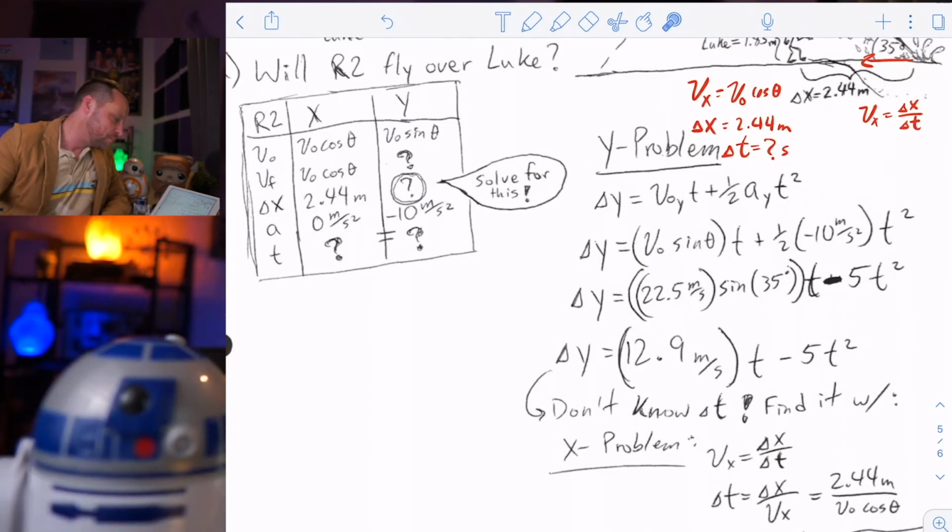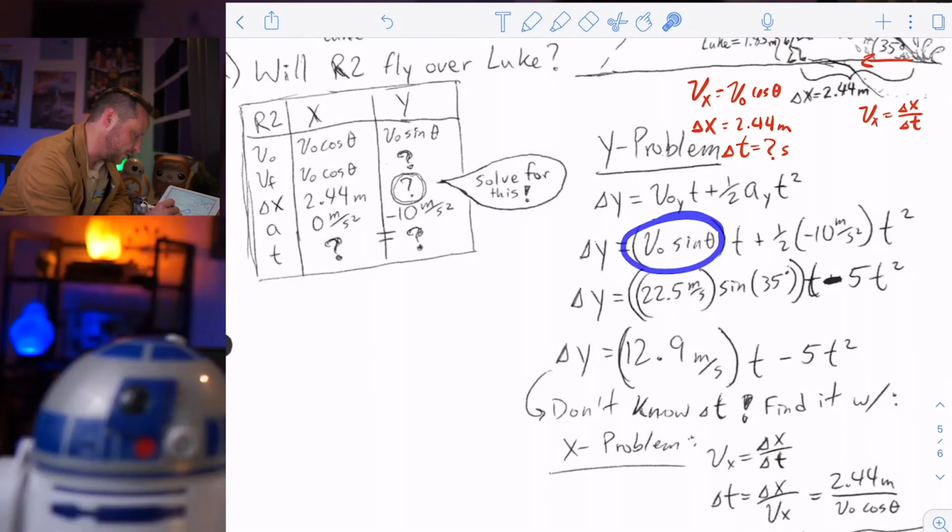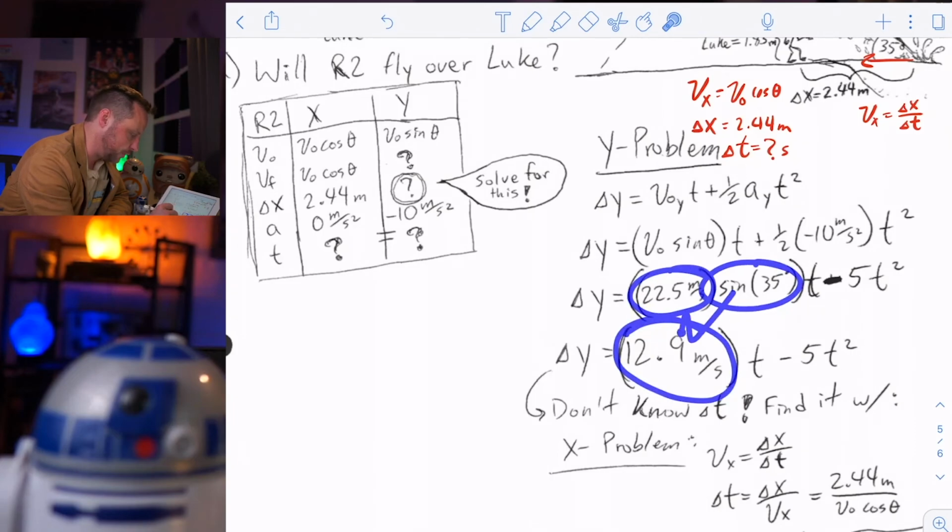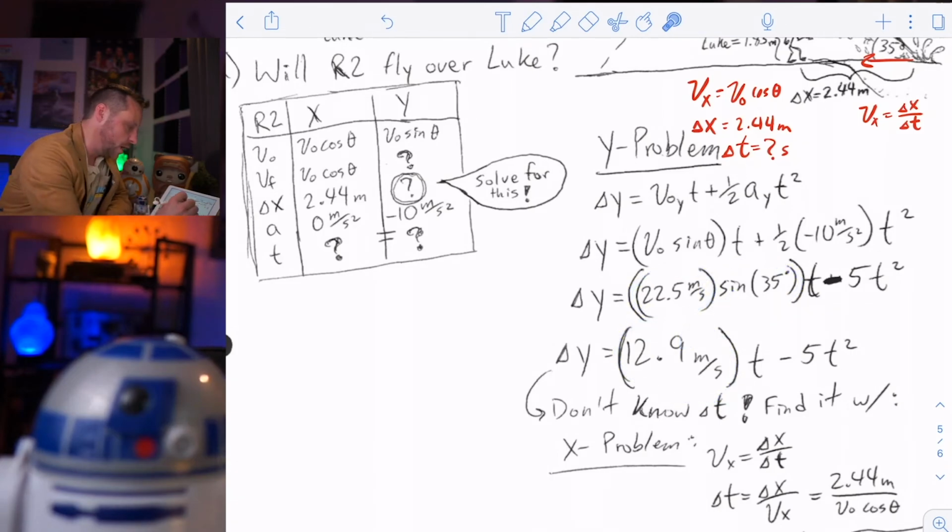Here's the deal. You got to leave this first bit a little unfinished. So I do know I can find my initial y velocity, and it's 12.9 meters per second. Once you put in your 22.5 times your sine of 35, you get 12.9. That's fine. I know my acceleration of gravity is 10, and I can do 1/2 of 10, which is my 5. Remember, I put my minus in because it's pointed down. But I don't know t, and now I don't know y. So this is as far as I can go, right? So I know I don't know t.